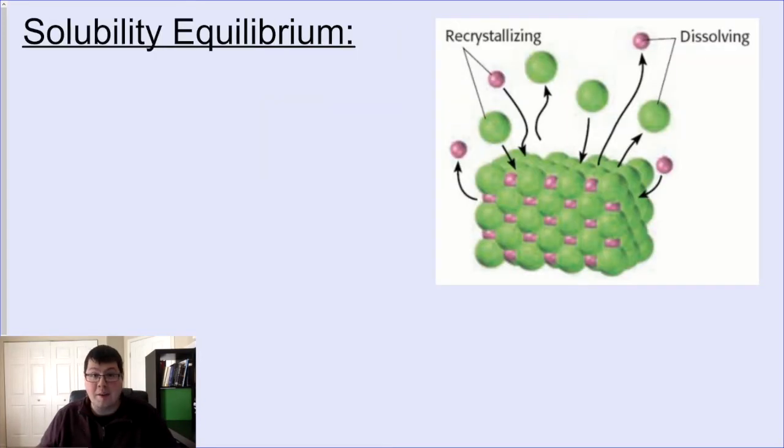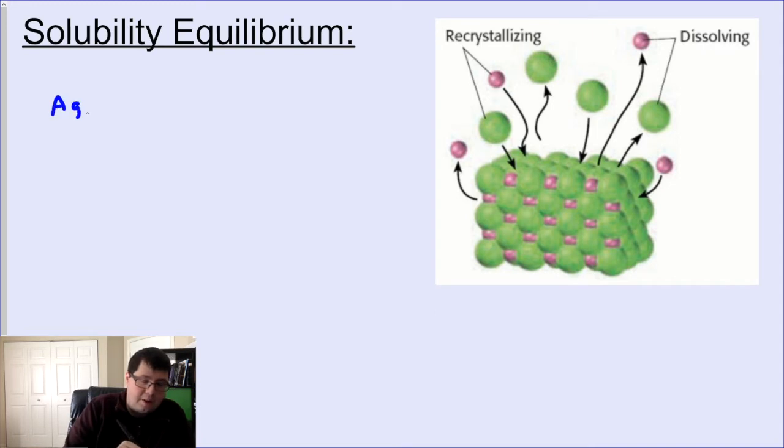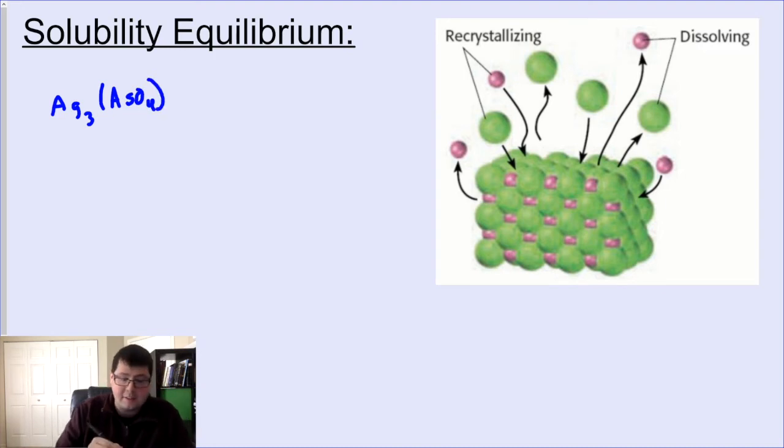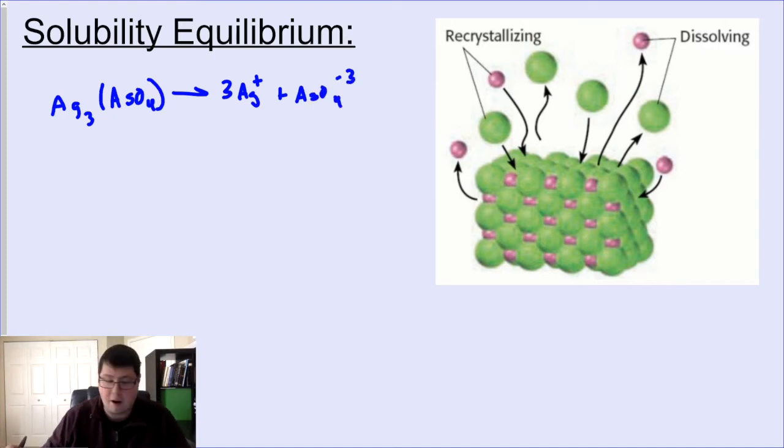So solubility equilibrium involves the equilibrium between the rates of two processes: dissolving, or ions going from a solid into solution, and then either recrystallizing or precipitation. You can use whatever word you'd like there, for those ions then coming back and reforming that solid. To show you an example, let's take a look at the compound Ag3AsO4, or silver arsenate. Imagining this process, it could dissolve, and when this compound dissolves, it's going to break up into 3 Ag+ ions and an AsO4 3- ion in solution. And so that's my process of dissolving.